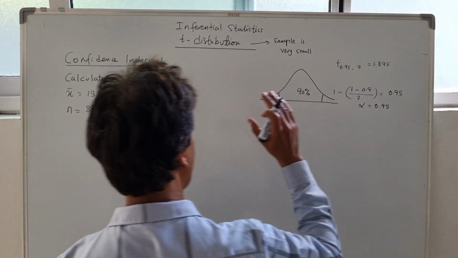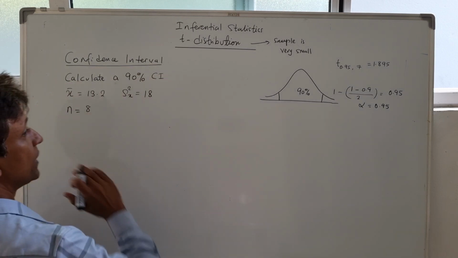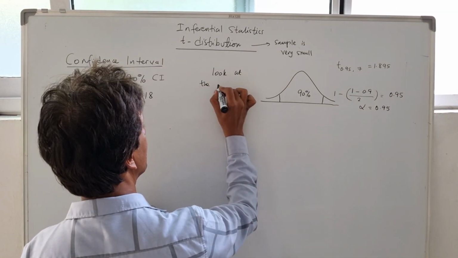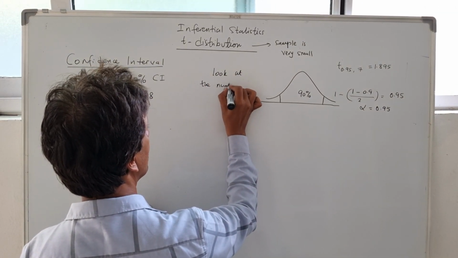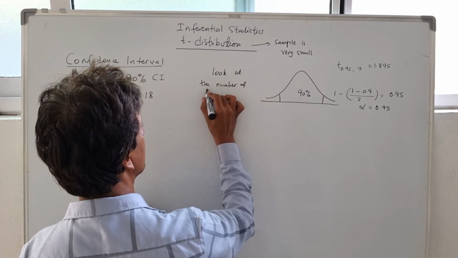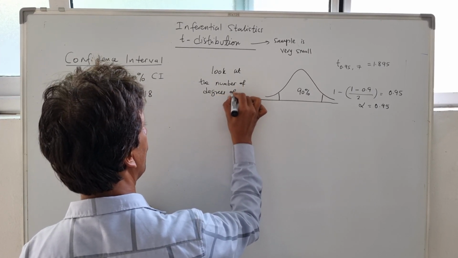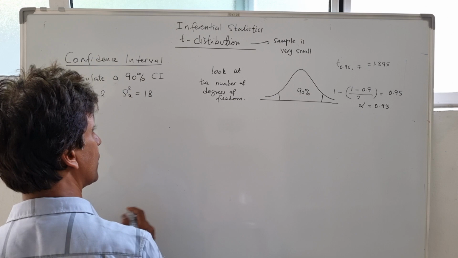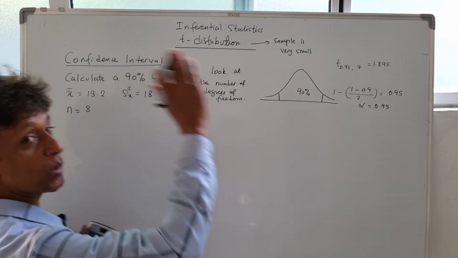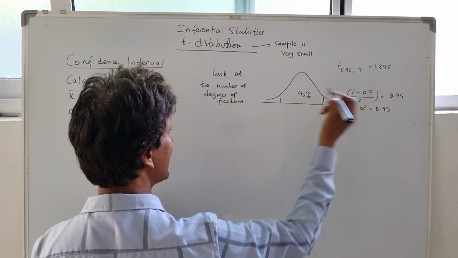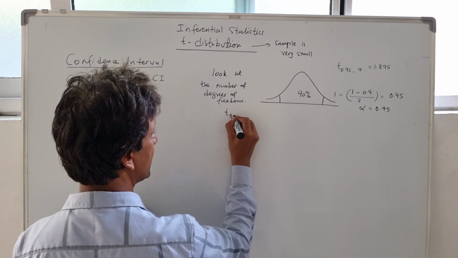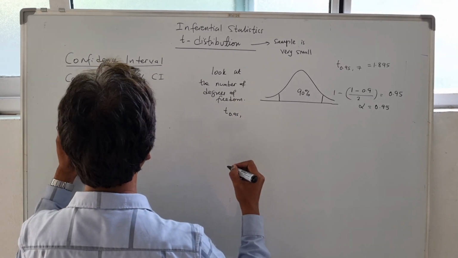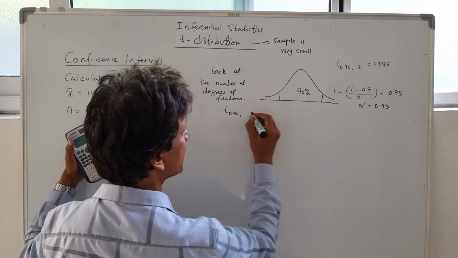Now, for this value, we have a small sample, 8. So we need to also look at the number of degrees of freedom. So the number of degrees of freedom here, if the sample is 8, we take away 1 from the sample. Therefore, our t value is going to be t 0.95 as calculated here. And then you're looking at n minus 1, which is 8 minus 1. That's going to give you 7.